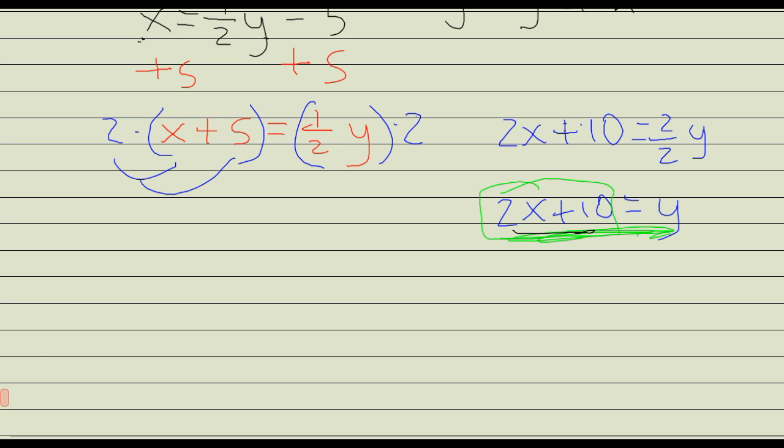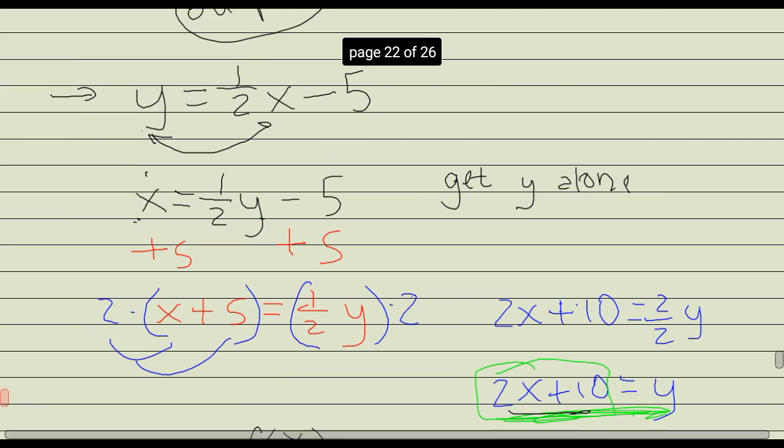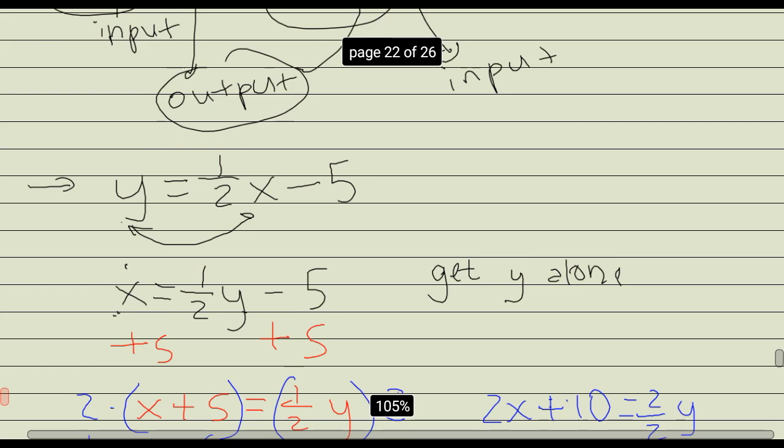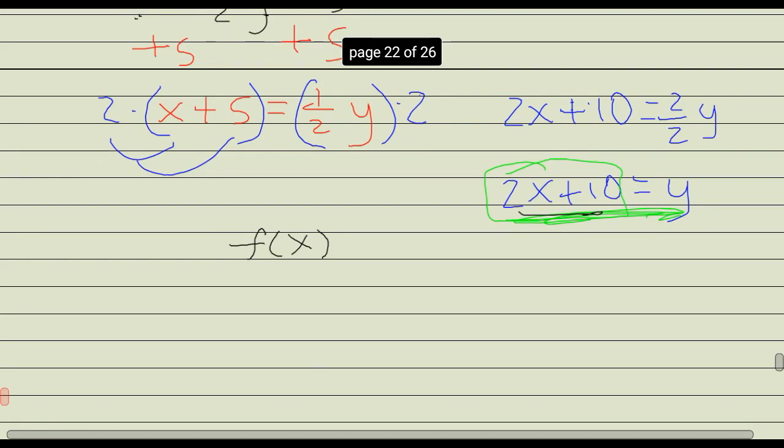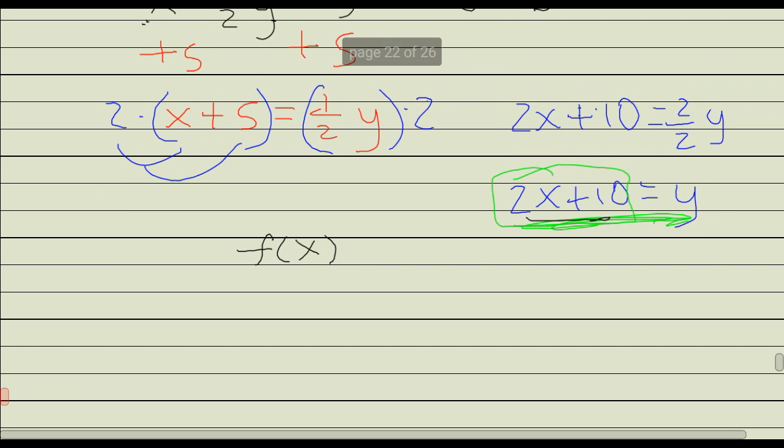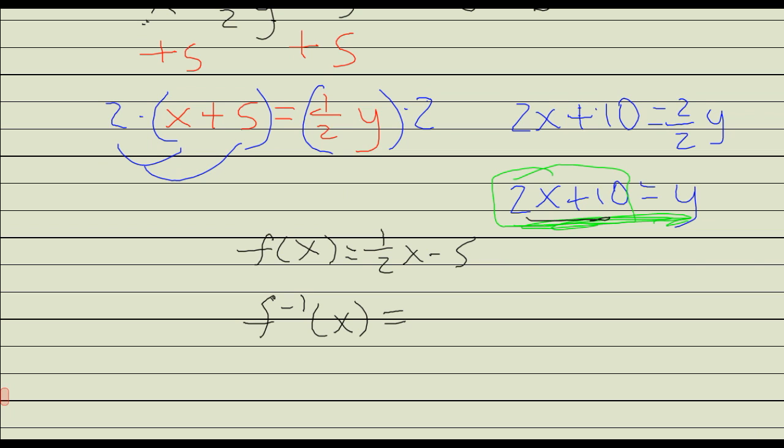So if our original function was f of x, I'm just forgetting what it was exactly. F of x equals 1/2 x minus 5. So our original function was this, then our inverse is going to be 2x plus 10.